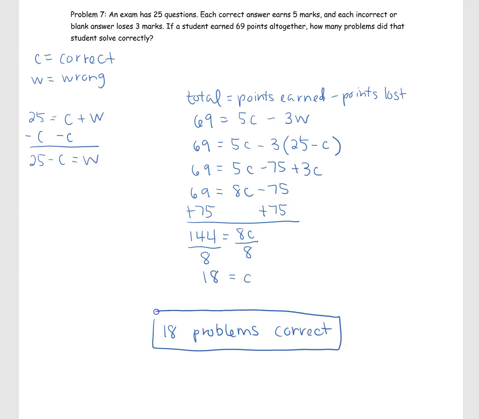And so if the question had also asked us to figure out how many problems are incorrect or left blank, you do that easily just by plugging in this 18 for C into this first equation here because we know there's 25 questions in total. The question doesn't ask that in this case, and 18 problems correct is the right answer.